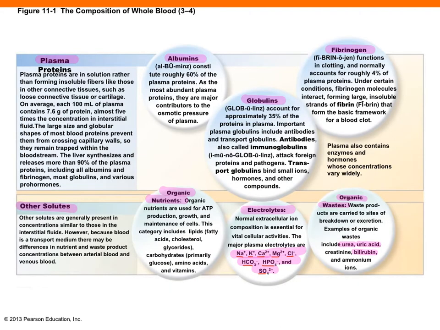Here we go over the plasma proteins, the albumins, globulins, and fibrinogen, and then the other solutes. They include nutrients, electrolytes as listed below, and the organic waste. That includes urea, uric acid, creatine, and bilirubin.